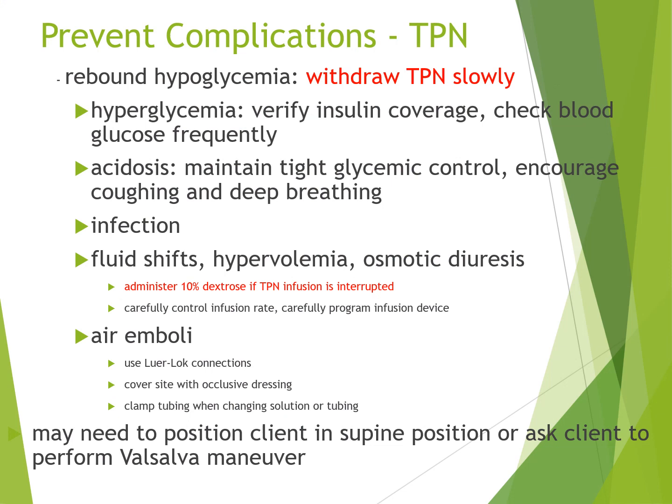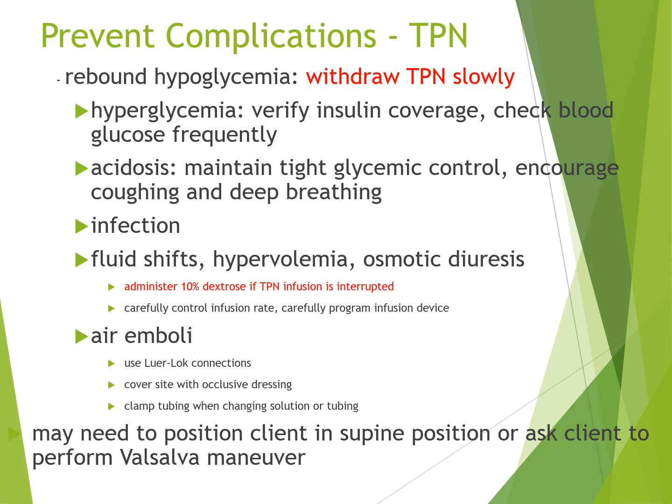So the biggest things you want to prevent are complications when it comes to TPN, total parenteral nutrition, right? With all that high concentration of dextrose, you want to make sure they don't get any rebound hypoglycemia. So that's why TPN has to be withdrawn slowly, tapered down. Hyperglycemia: usually when they're on TPN, because of that high concentration of dextrose, 25 to 35%, you need to make sure they have coverage, right? So you verify insulin coverage and check their blood sugars frequently.